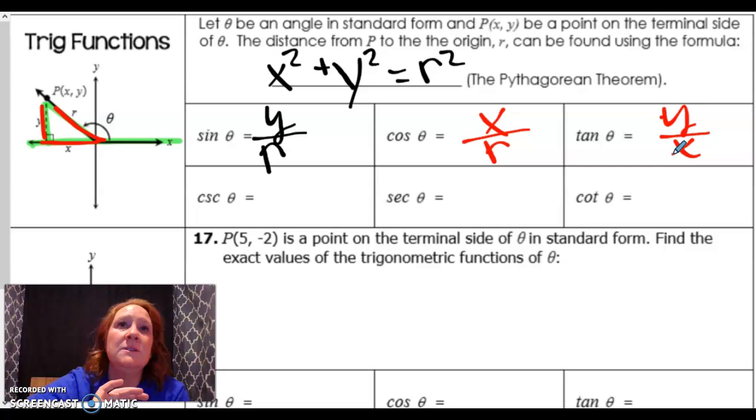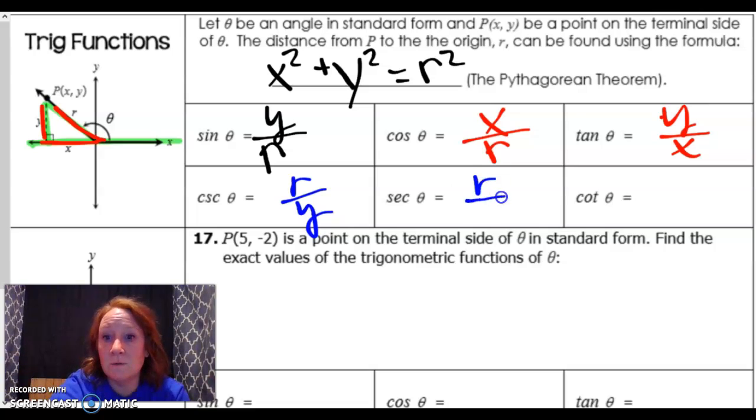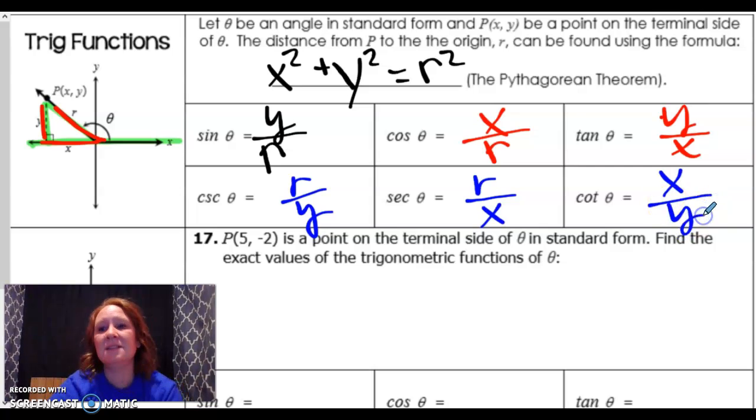Then to do cosecant, we just flip things over. Cosecant is sine reciprocaled, so r over y. Secant is cosine reciprocaled, so r over x. Cotangent is x over y. These ratios, and understanding why they happen, are so valuable. The more you understand this why, the easier the trigonometry will be as we go into something called the unit circle.